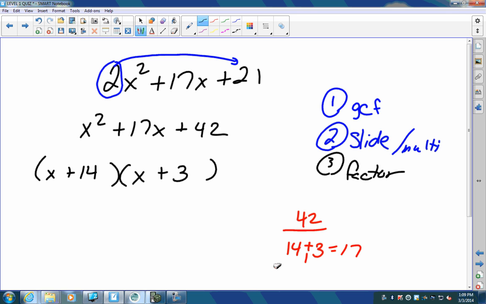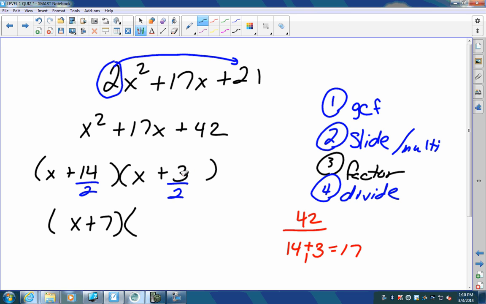Now, people are telling me that that's the final answer. No, it's not, because after you slide, you must divide. So I divide by 2. Now, what is 14 divided by 2? 7. So I have x plus 7. And then does 3 divided by 2 work out evenly? Nope. So I put a 2 in front of there. So I have 2x plus 3. There's the answer.